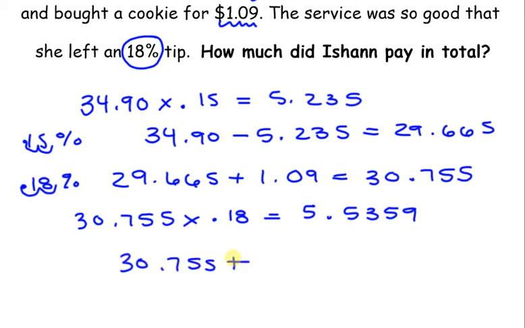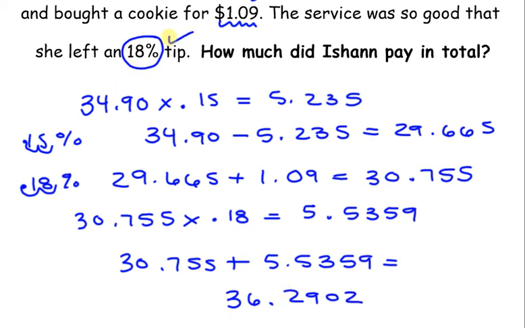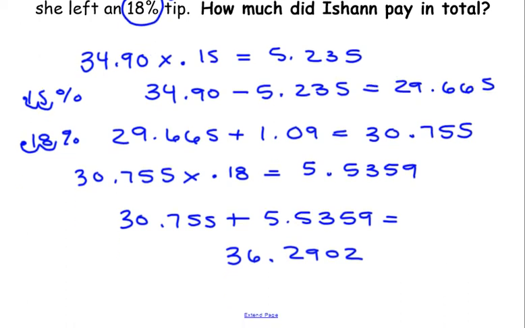30.755 plus 5.5359. Go ahead and add those up. And you should get 36.2909. Now, we've done the tip as well. How much did she pay in total?